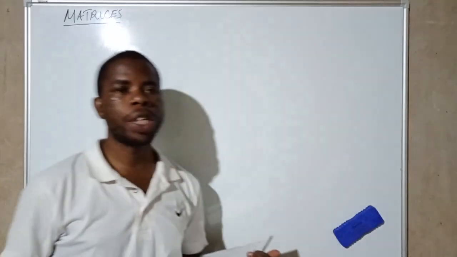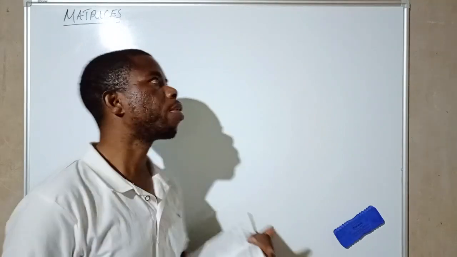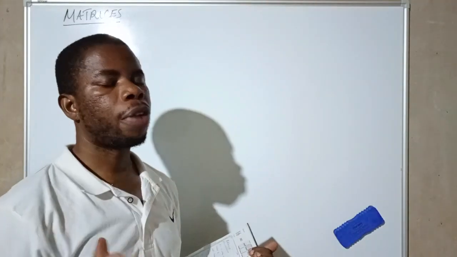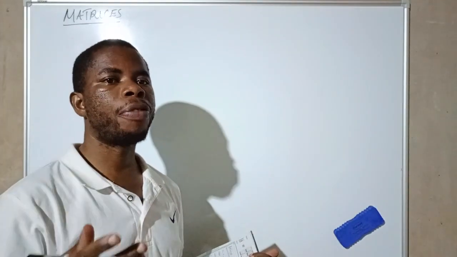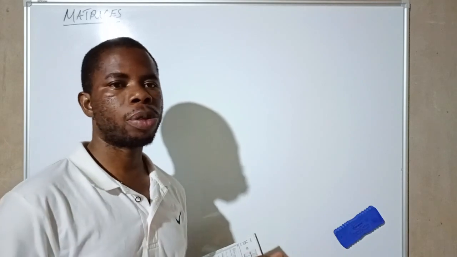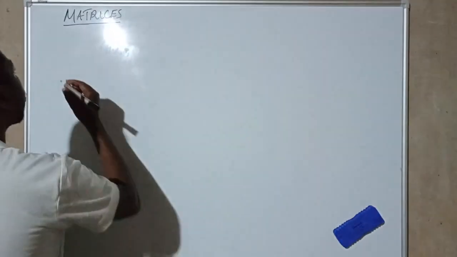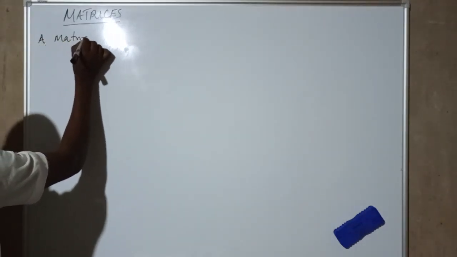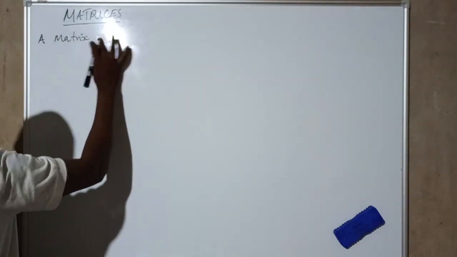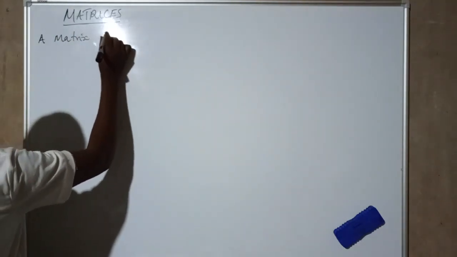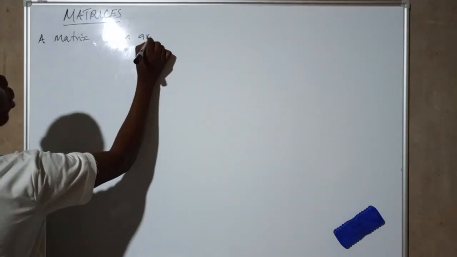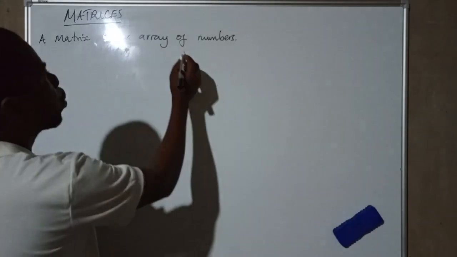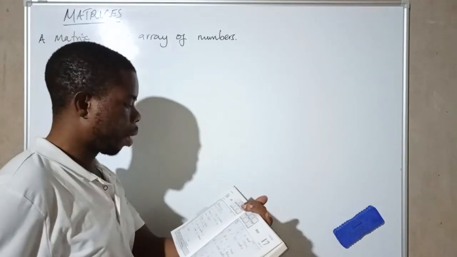So guys, it's very important you understand what a matrix is, because the word matrices just means plural. Like you have many matrices, but if you have one matrix, you call it a matrix. So what is a matrix? A matrix is an array of numbers, okay?